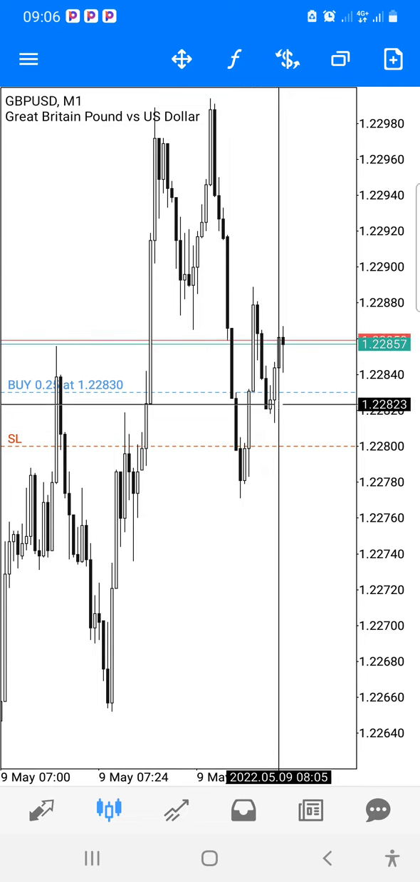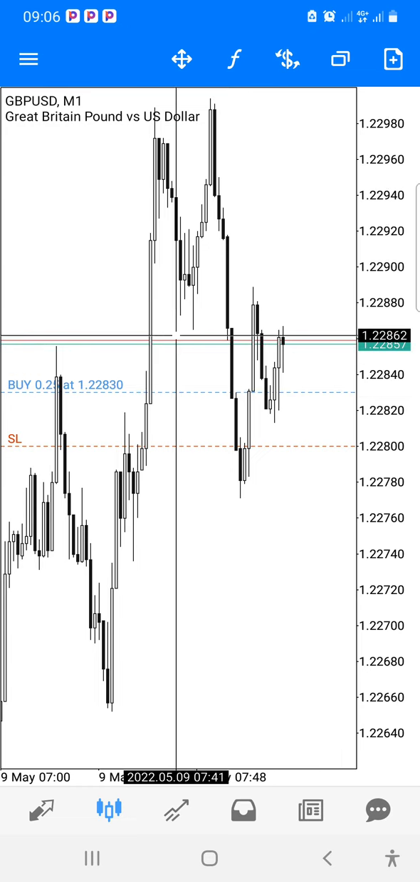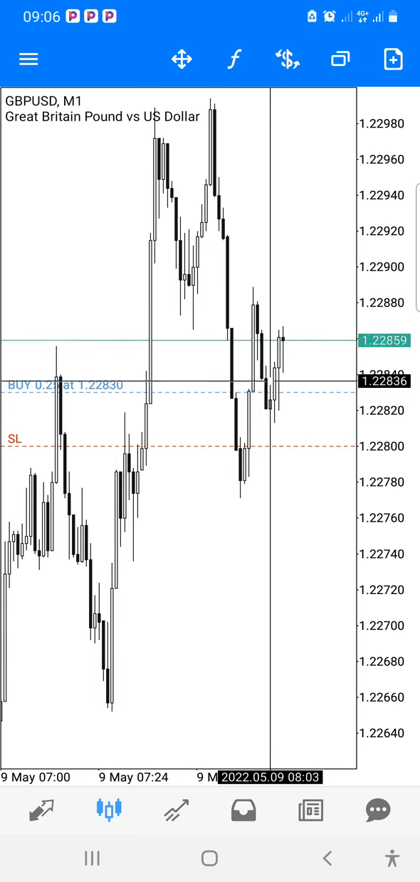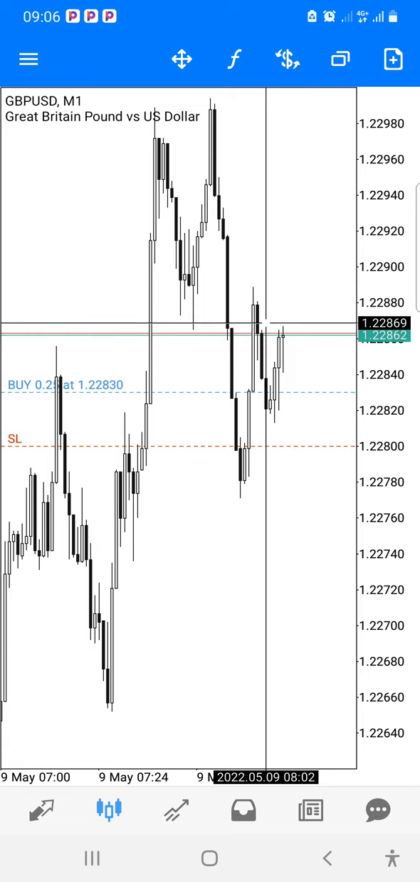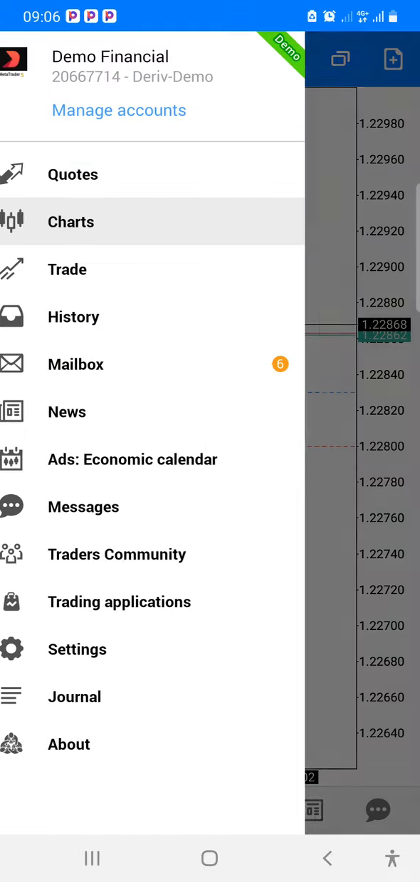Price is going to my point. Maybe another one was now created, somewhere around here, another one created above. I can move my stop loss again to that point. So something like that.